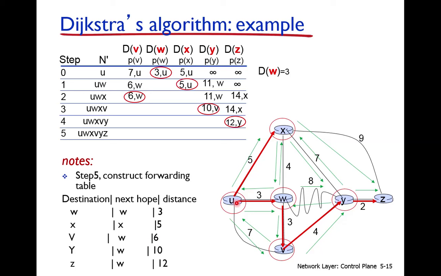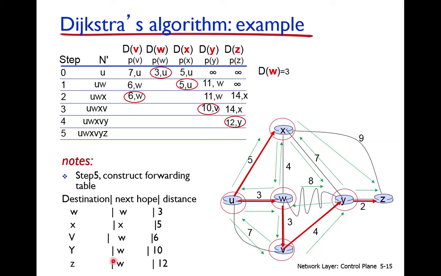6. And if you want to move from U to V, the next hop is W. So we have to move through W. So U has to forward it to W. Then from W it can reach V. So the next hop in this case is W. So the shortest path from U to Y, how much is it? It is 10. And if you want to move from U to Y, then the next hop is W.